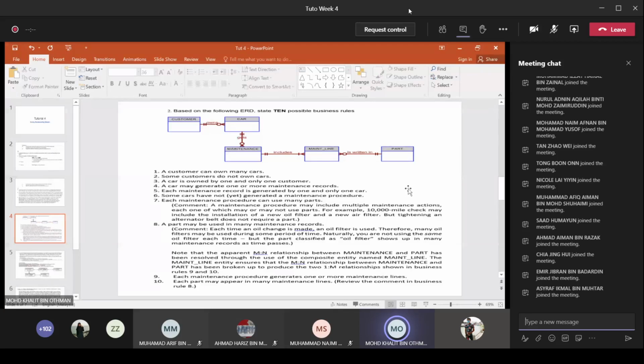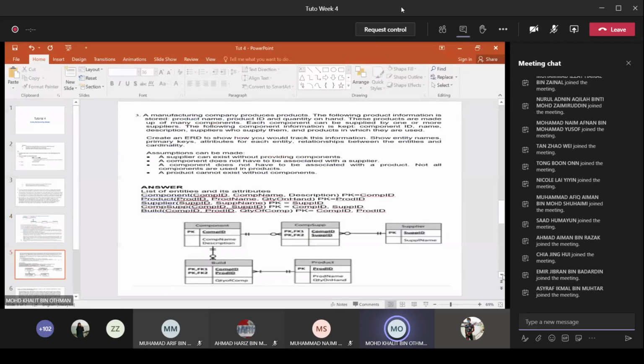This is question number 2. Based on the following ARD, state 10 possible business rules. Okay, and then we proceed with question 3. Question 3 is asking about a manufacturing company that produces products.